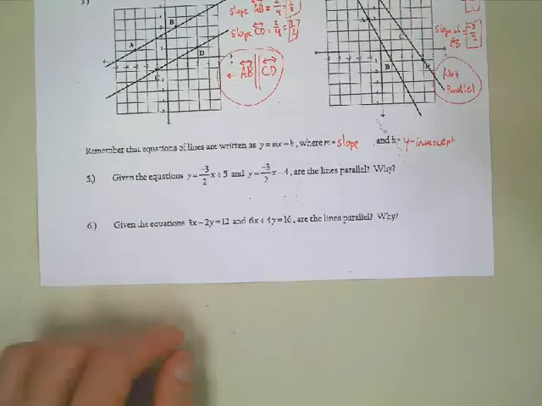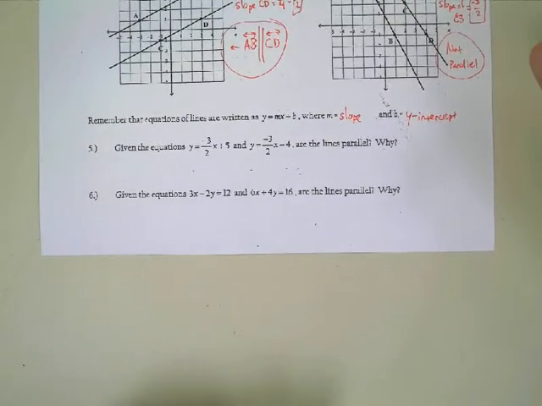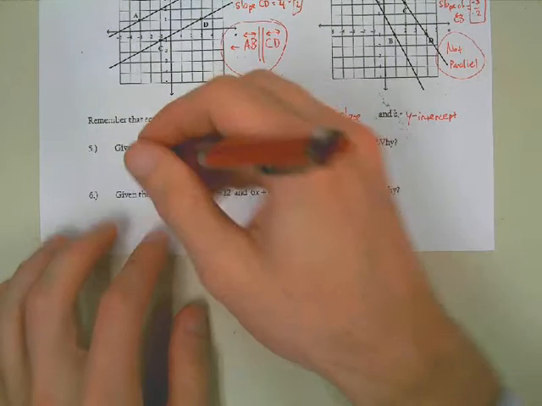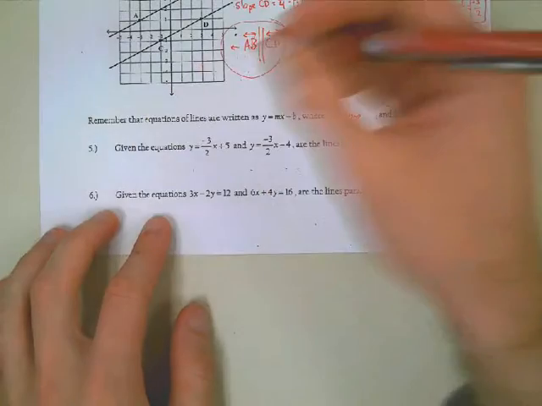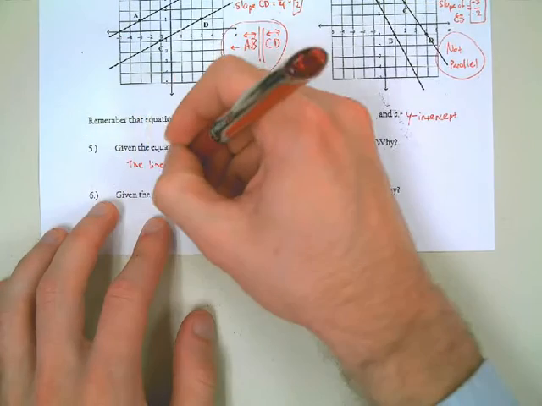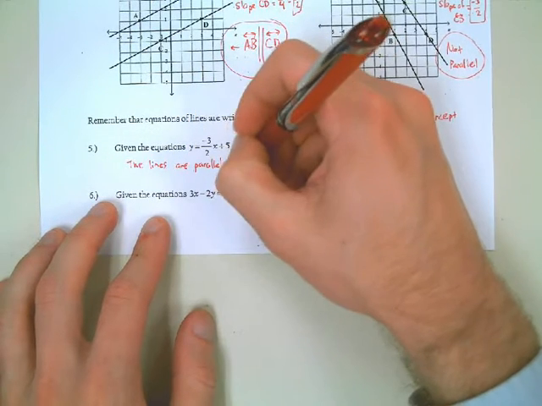So, looking at number 5, given the equations y equals -3 halves x plus 5 and y equals -3 halves x minus 4, are the lines parallel? Yes, they are, right? And why? Because what? Slopes are equal. That's right. So I guess I could say the lines are parallel because the slopes are equal.